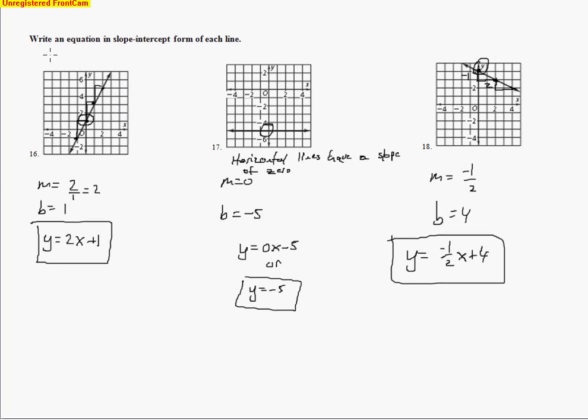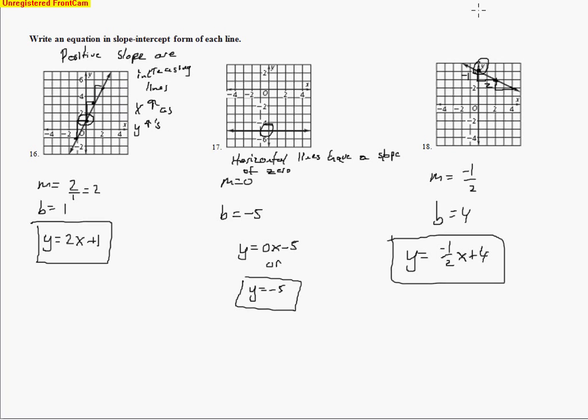So lines that are positive slope are increasing lines. So what that means is the x value increases as the y value increases. So x increases as y increases.